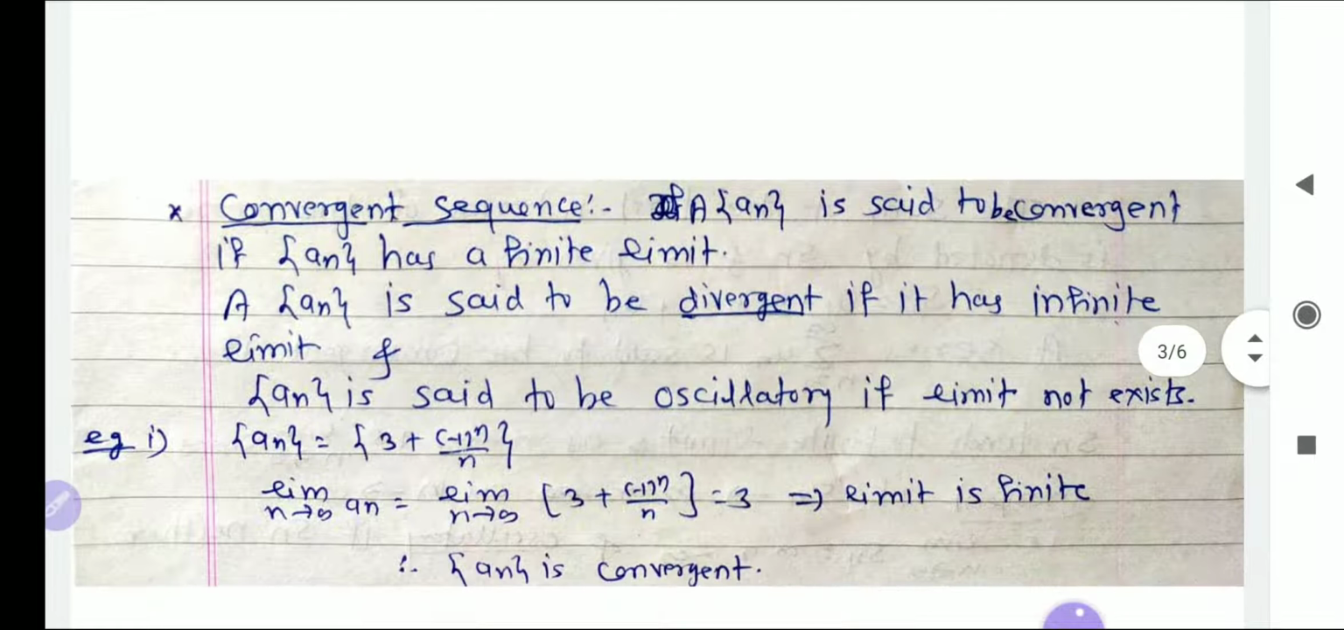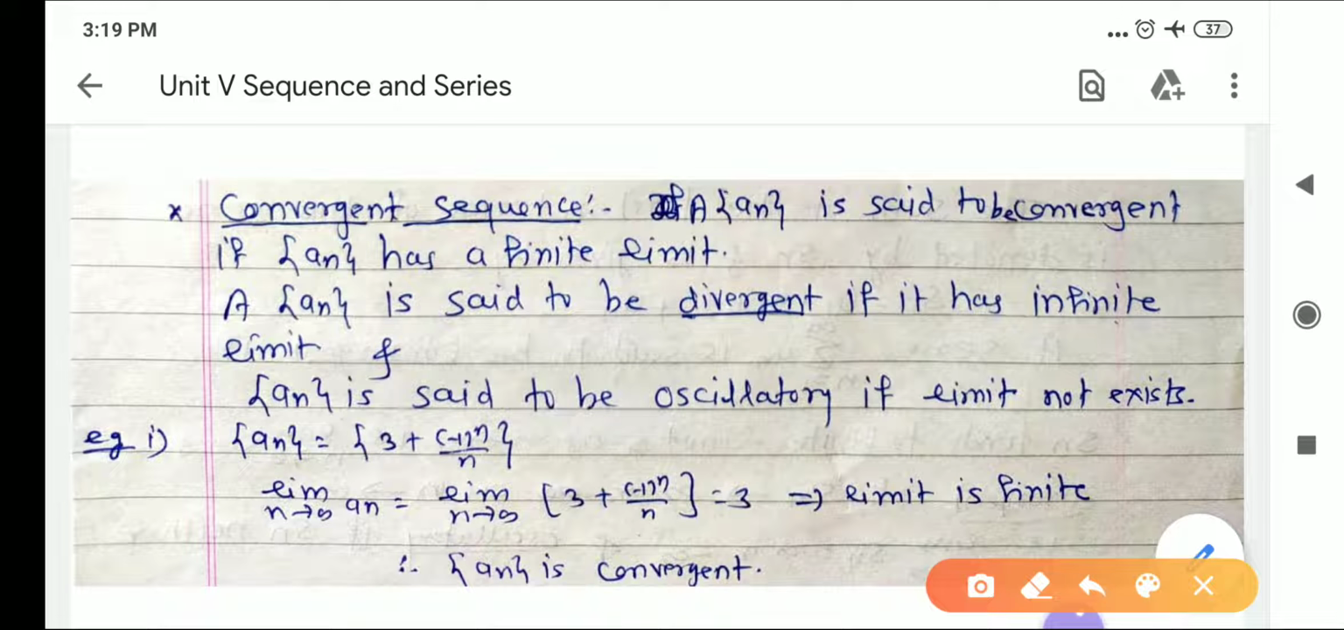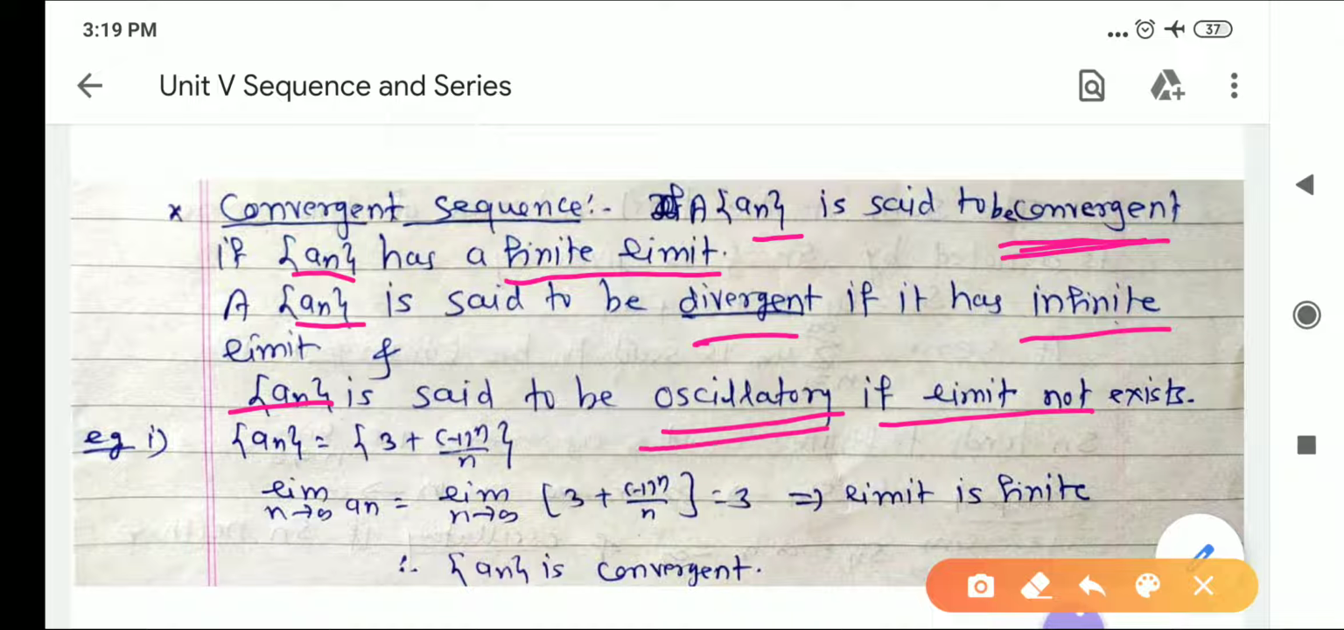Okay, so next, in sequence and series, the most important thing is convergent and divergent. So when do we say that a given sequence is convergent, and when do we say that it is divergent? A sequence an is said to be convergent if an has a finite limit. This is very important. If we find the limit of sequence an and we get that the limit is finite, then we can say that sequence an is a convergent sequence. If we find the limit of sequence an and suppose that limit is infinite, then we can say that sequence an is a divergent sequence. And if we find the limit of sequence an and that limit does not exist, then we can say that sequence is an oscillatory sequence.